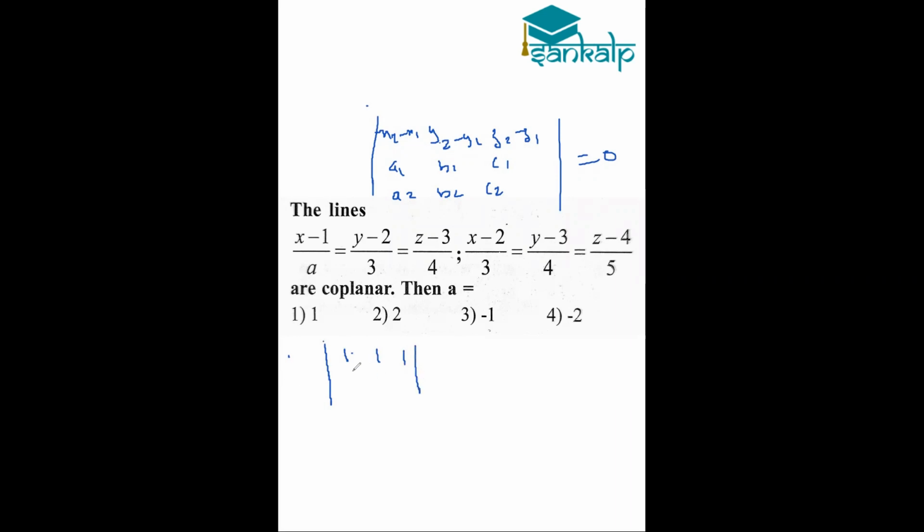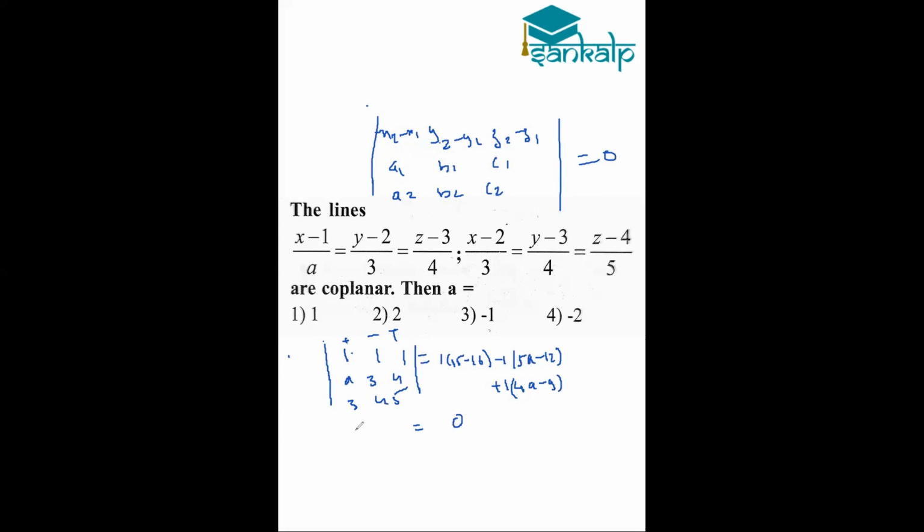Next, write down the values of a1. It is a, 3, and 4, and next point is 3, 4, and 5. Make use of the expansion of determinant. So expanding using determinant, we get 1 into 15 minus 16, minus 1 into 5a minus 12, and plus 1 into 4a minus 9. So this complete value is equal to 0.